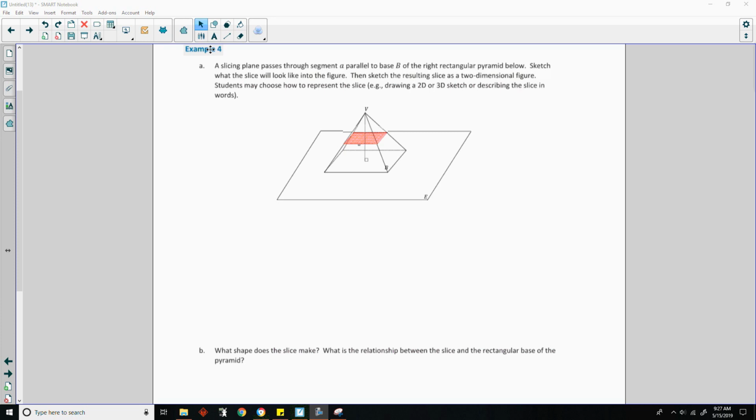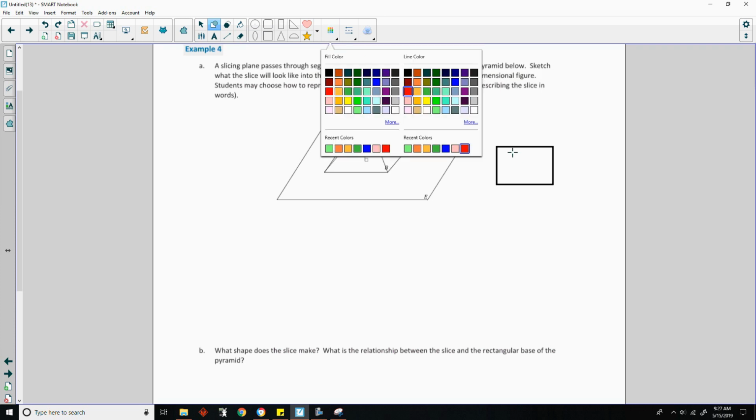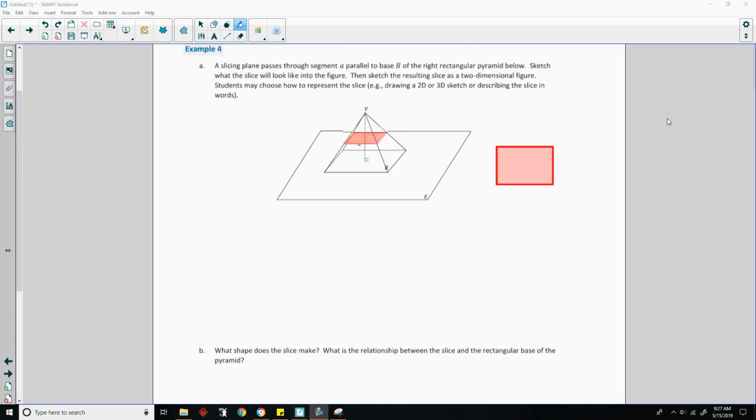Okay, so there it is shaded in. And then finally, what would that look like looking straight down on it? Well, it would look like a rectangle. Okay, so there we go. There's what it would look like looking straight down on it. The slice is a rectangle, and it looks a lot like a rectangular base, but it is smaller in size. So it's going to be similar to the base.